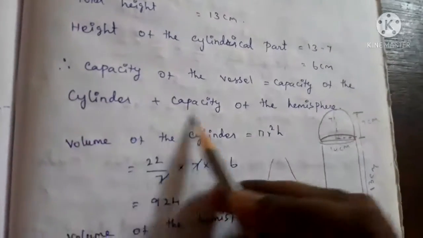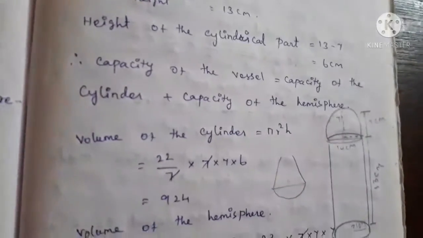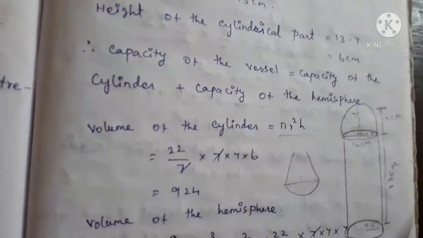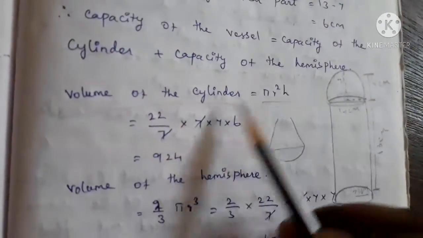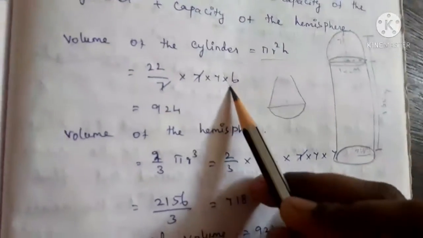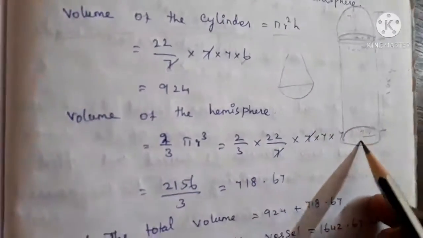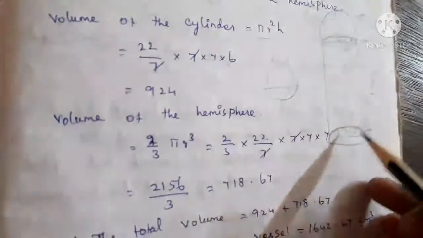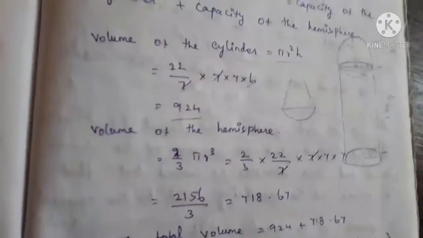Therefore, the capacity of the vessel is the capacity of the cylinder plus the capacity of the hemisphere. Capacity also means volume. The volume of the cylinder is pi r square, we already know. So 22 by 7 into r is 7, 7 and h is 6. You should not put h as 13. It is the height of the total vessel, but we have to find the height of the cylinder separately, then you should use it here. So 7 and 7 cancel, and multiplying all these you will get 924.